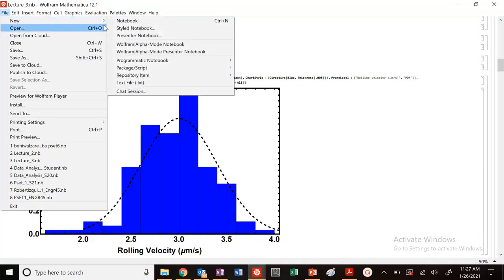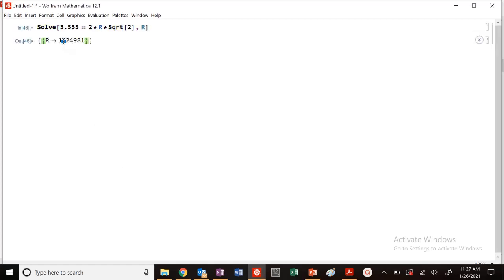Apologize for this. If you're interested in entering 110, I have a separate playlist for that. So I need to solve 3.535 equals 2 times r times square root of 2, and solve that for r, and we get a radius of 1.24. So twice that would be the last point there, and the first point there would be 2 times this. So it's basically 1.25.